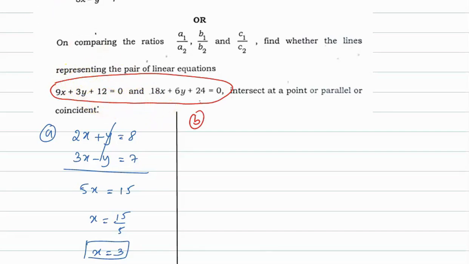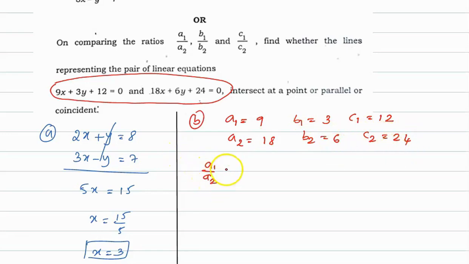By seeing the question, we can say A1 is equal to 9, B1 is equal to 3 and C1 is equal to 12. Similarly, A2 is equal to 18, B2 is equal to 6, C2 is equal to 24. By taking A1 by A2, I get 9 by 18, that is 1 by 2. By taking B1 by B2, I get 3 by 6, that is also equal to 1 by 2. Now by considering C1 by C2, I get 12 by 24, that is also equal to 1 by 2. So what does it indicate?